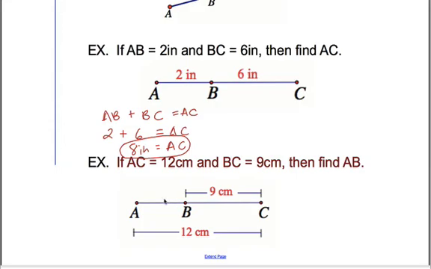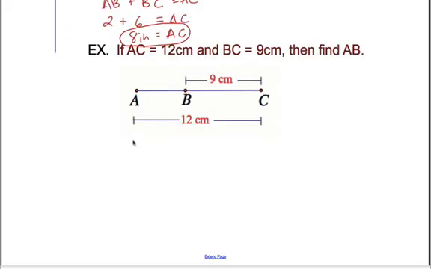Here we have AC is equal to 12 centimeters. BC is equal to 9 centimeters. Let's find the length of AB. All right, I'm going to set it up the same way by starting with the segment addition postulate. Use the actual segments. So the length of AB plus the length of BC is equal to the length of AC. This is how you're going to start your homework.